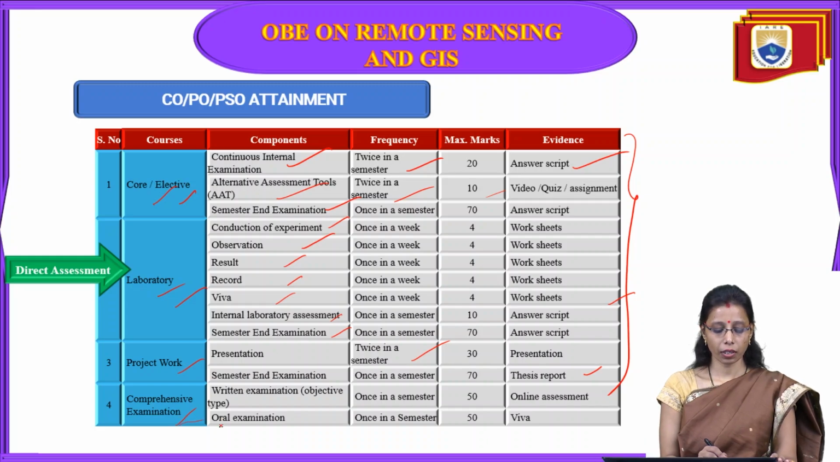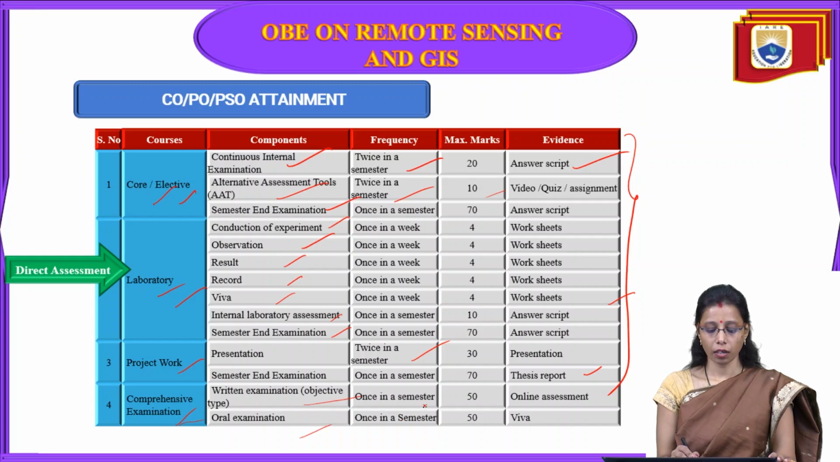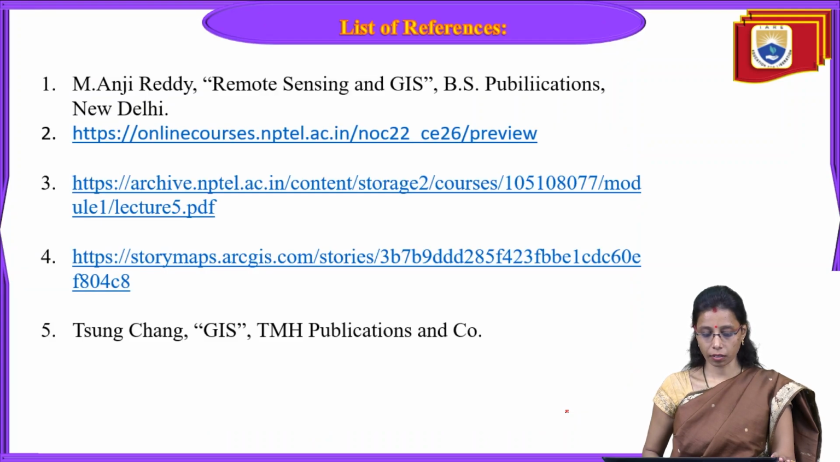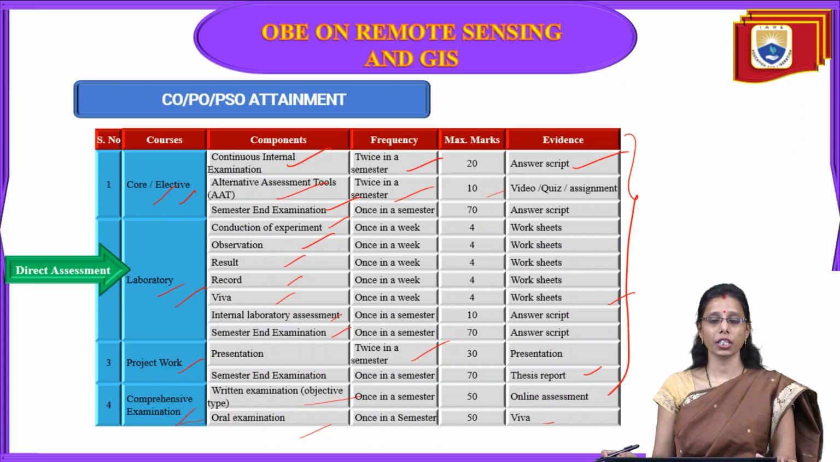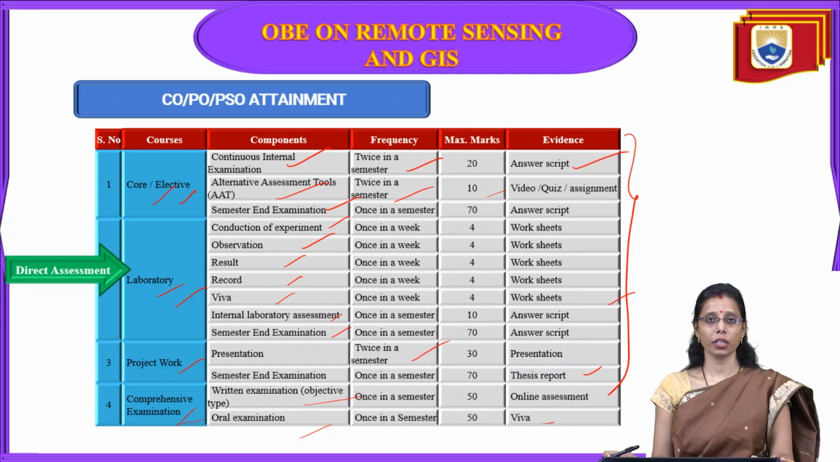For the comprehensive viva examination, we will see there is a written examination and an oral examination, once in the semester. The viva is taken through examination. So this is how the attainment is given to all the courses, and finally we have to check whether it has finally benefited the student or not. So this is about the outcome-based education system in remote sensing in GIS.